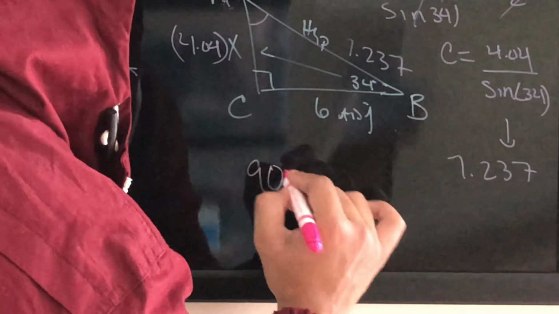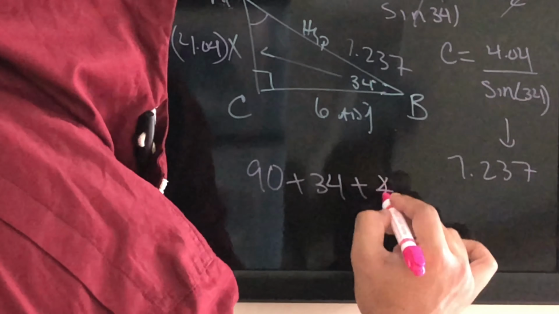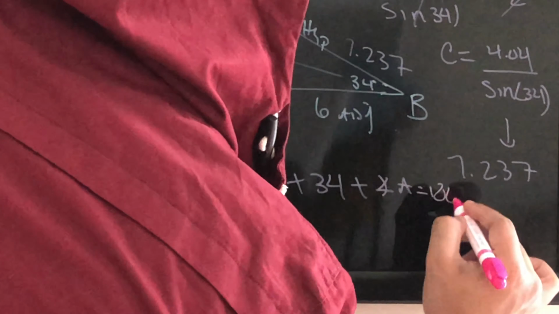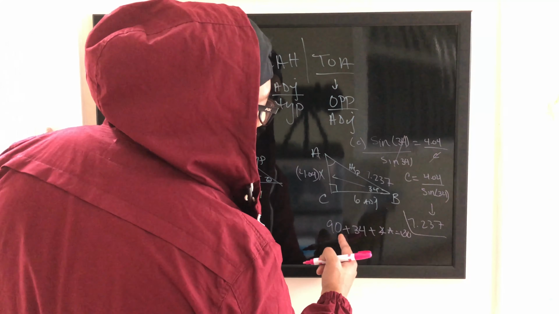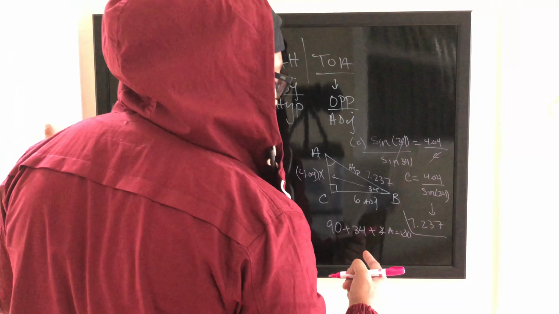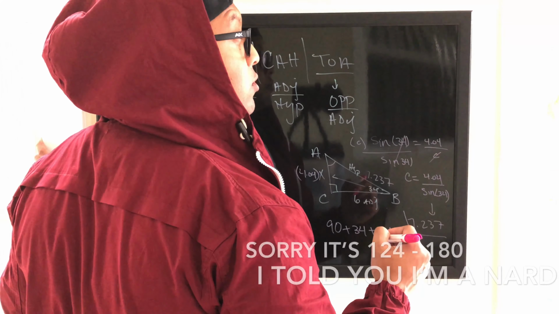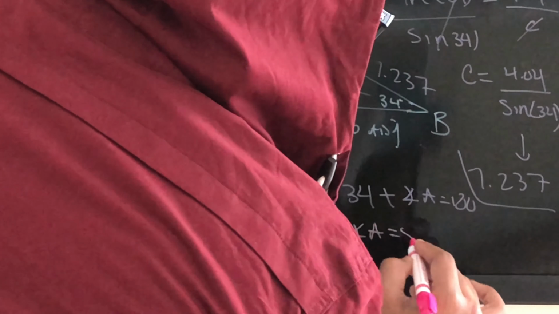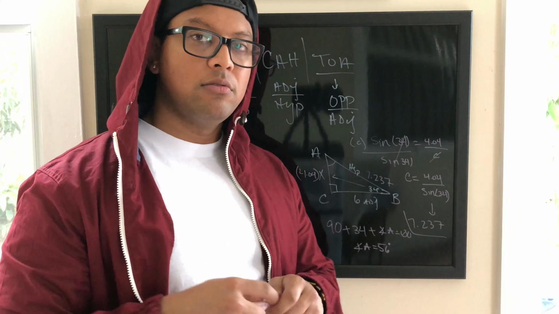90 plus 34 plus the angle A at this point, the angle A equals 180. So then, if I know that, I can just add these 2 up. Now, 90 plus 34 is 124. So if you subtract 124 from 180, you should get 56, so therefore angle A equals 56 degrees. Now I just solved an entire right triangle.